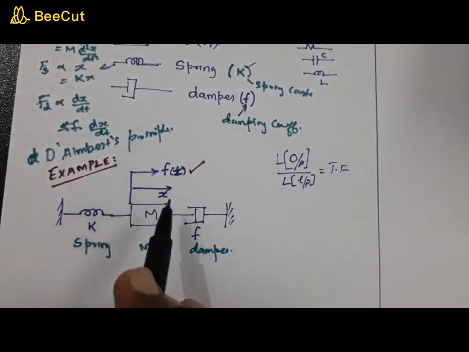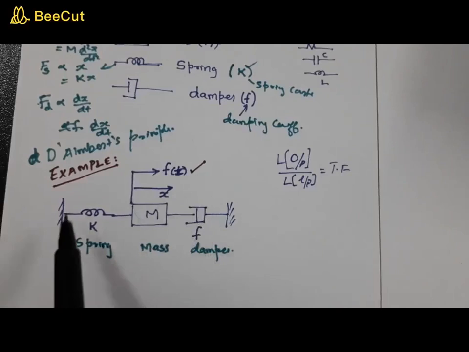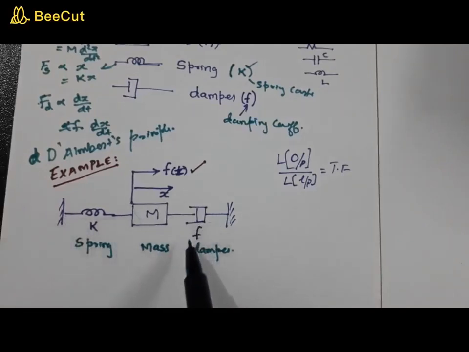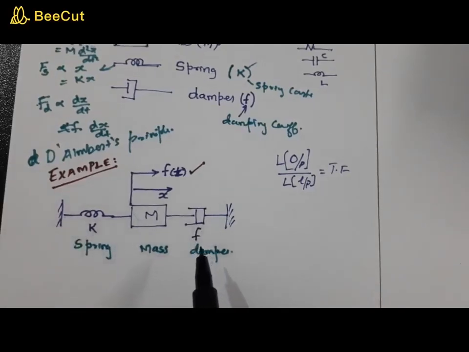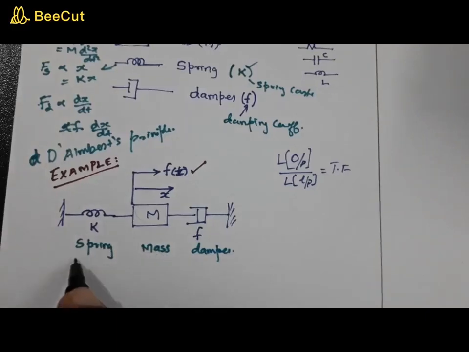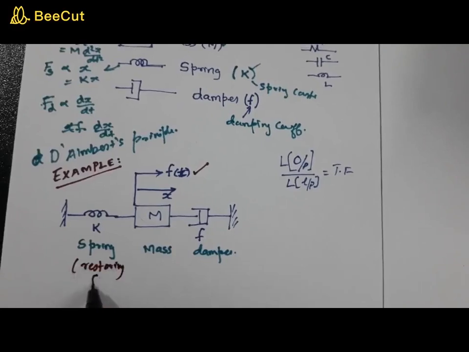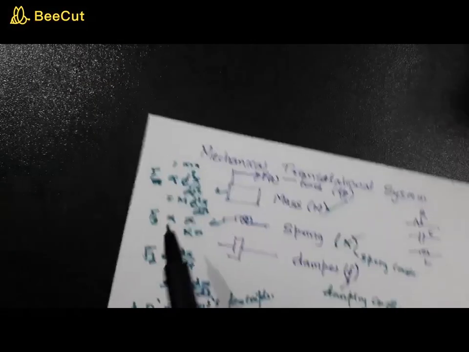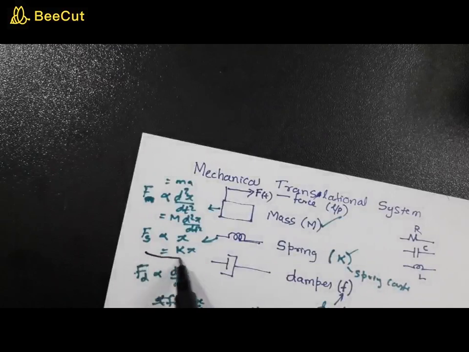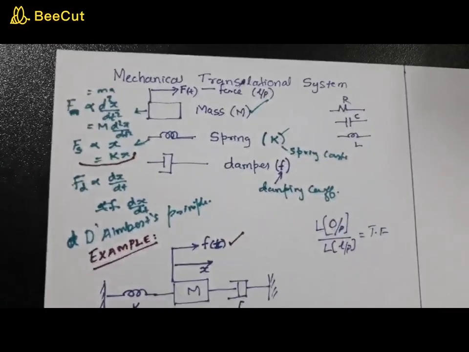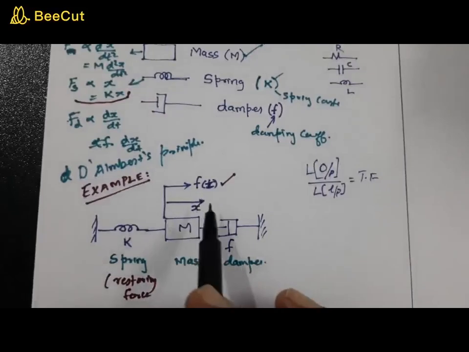Now when it displaces, what the spring and the damping coefficient do is this: the spring has a restoring force. That means the spring always tries to bring the mass back to its equilibrium. That force produced by the spring is called a restoring force, and it is given by the expression Fs equal to kx, so it's proportional to the displacement.